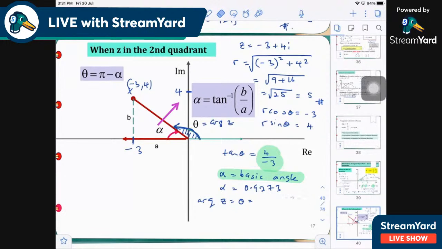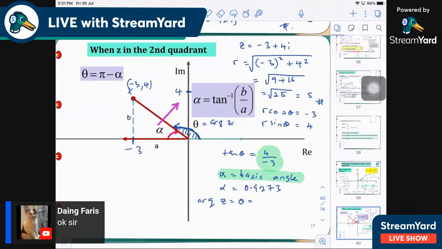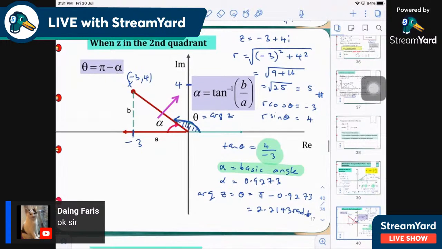Okay, good. So if I want to write in polar form, how do I write it? Polar form, z equals r. R is 5 cos 2.2143 plus i sin 2.2143. Done. This is my polar form then.